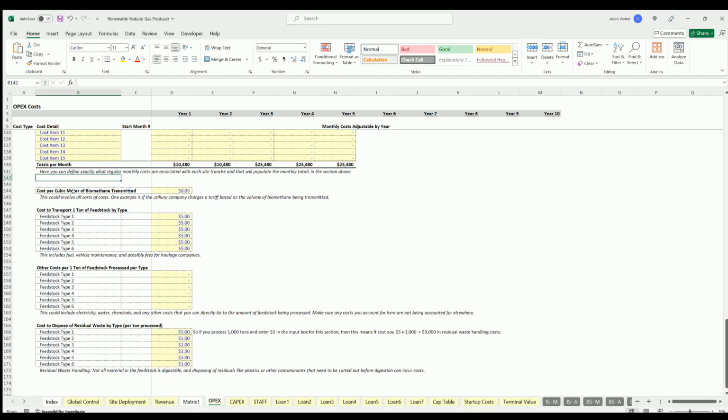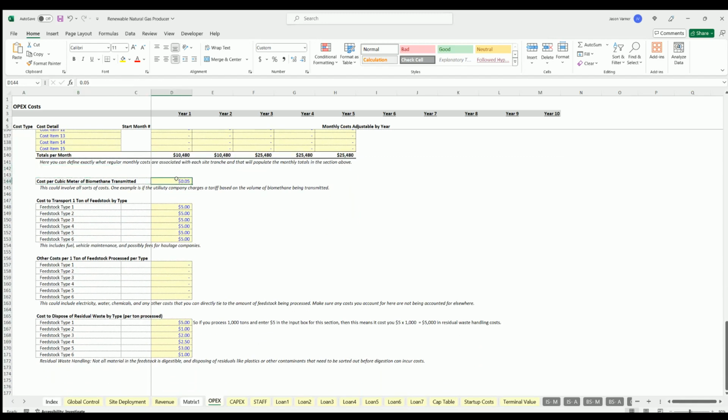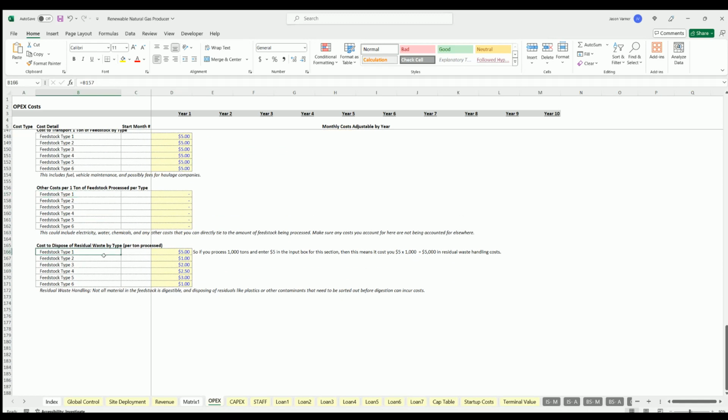Okay, and then you've got cost per cubic meter of biomethane transmitted. So this is more of a direct cost. We're saying every cubic meter transmitted, we've got to pay 5 cents or some amount. This could cover a bunch of different things, but it's one way to populate costs that vary based on the amount of feedstock you're processing and how much biomethane you're producing and transporting. You've also got 3 different parts to show cost per ton of feedstock. So this is cost to transport 1 ton by feedstock type. If you transported 100 tons, it costs you $5 a ton. That's 500 bucks. So you're just going to look at in the monthly period on the financials how much feedstock was processed, how many tons of feedstock, and multiply by this. You've also got other costs per 1 ton of feedstock processed just to account for other things by feedstock type. And we've also got a cost to dispose of residual waste by type, and this is measured per ton processed.